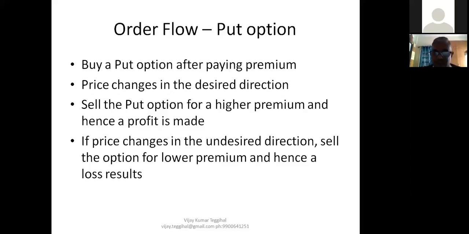And the order flow for a put option: you expect the price to go down. You buy a put option after paying the premium. The price changes in the desired direction. You sell the put option for a higher premium and hence a profit is made. If the price changes in the undesired direction, you sell the option for a lower premium and hence a loss results. Are you clear? Yes, sir. I am very much with you. Essentially, the premium that you are paying is going to vary in a non-linear fashion depending on the underlying price variation. Got it. That is the key.